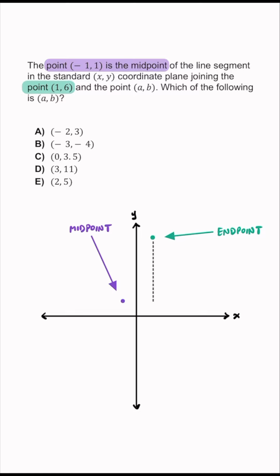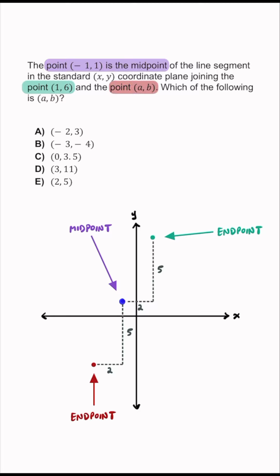The vertical distance between these 2 points is 6 - 1, or 5 units. And the horizontal distance between -1 and +1 is 2 units. A simple thing we can do to find the other endpoint is to go ahead and just duplicate this ratio to find the coordinates of this other endpoint (A, B).